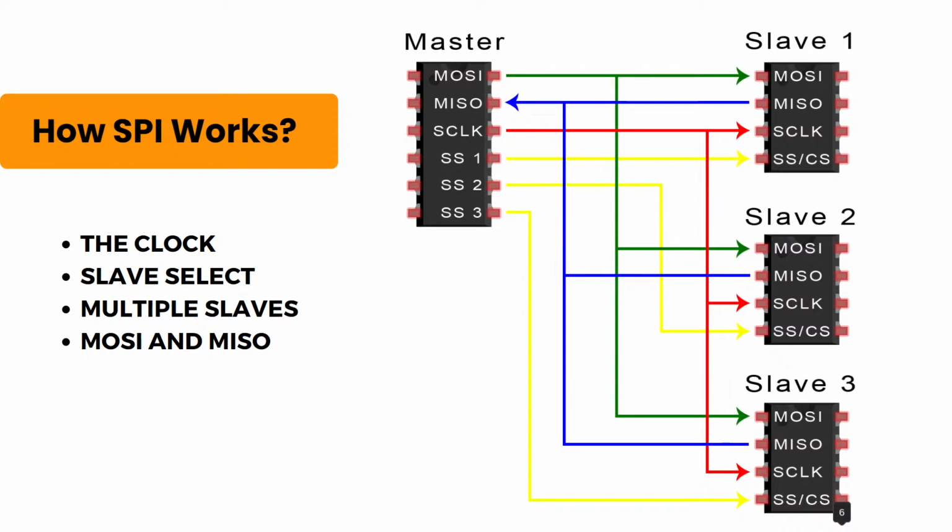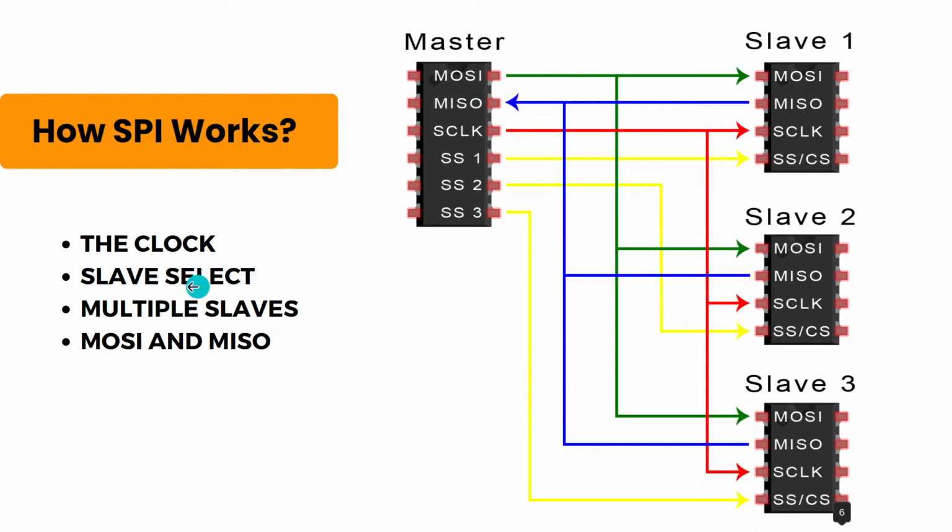There are also asynchronous methods that don't use a clock signal. For example, in UART communication, both sides are set to a pre-configured baud rate that indicates the speed and timing of the data transmission, right? So SPI is synchronous, which needs a clock signal.